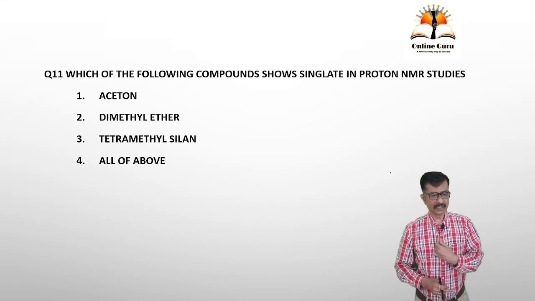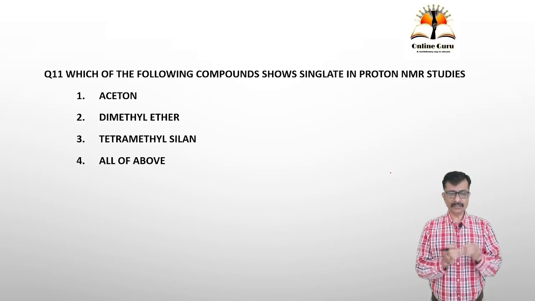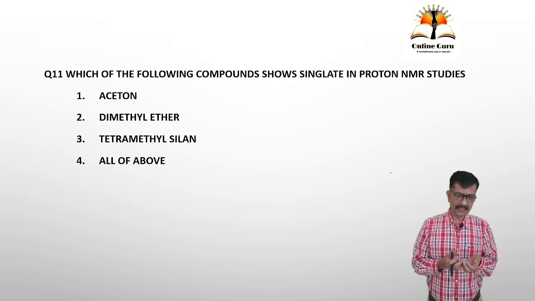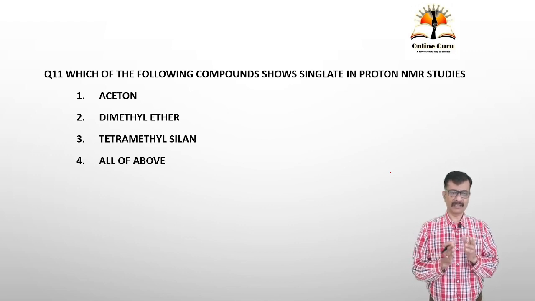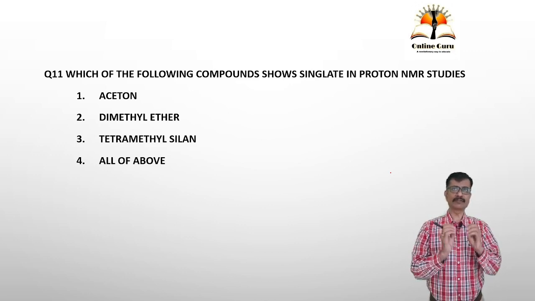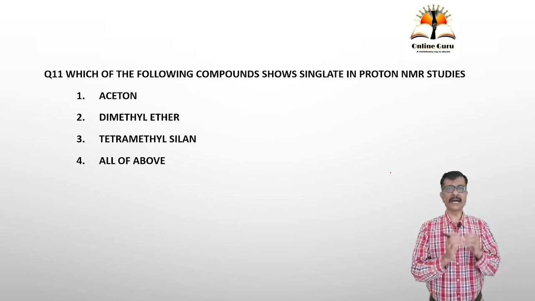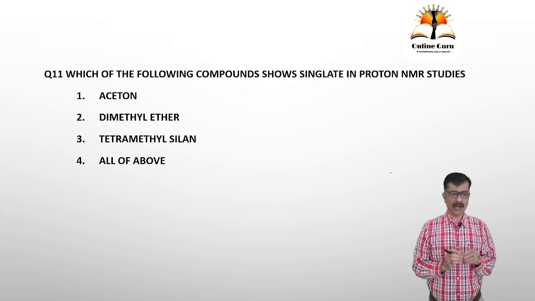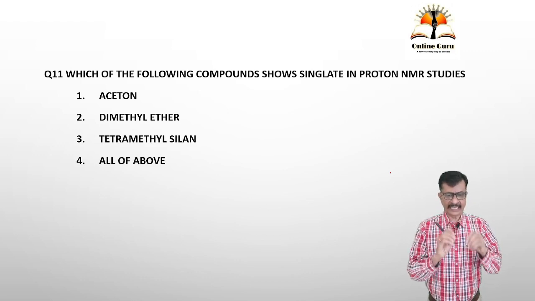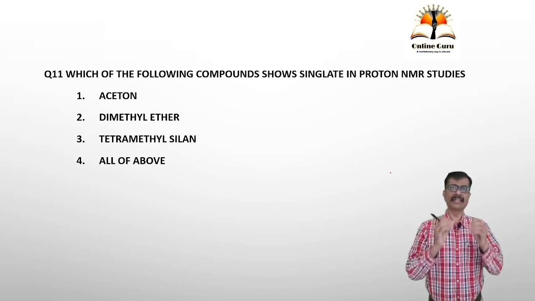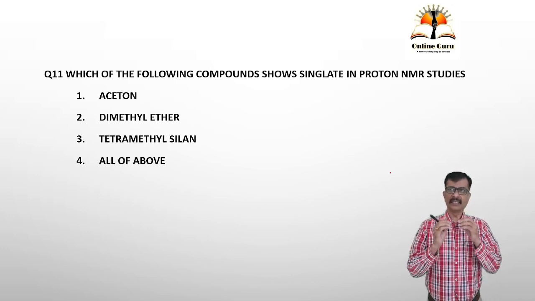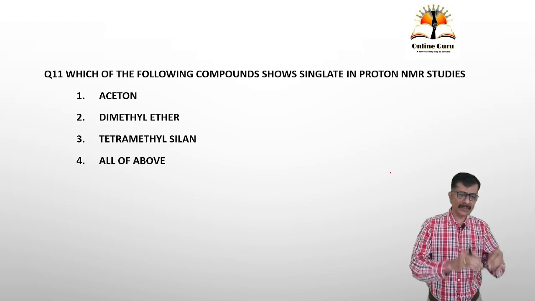Moving to the next one. Which of the following compounds shows a singlet in proton NMR studies? Now when we think of the proton NMR of any molecule, it is associated with absorption by a proton in the molecule, and the singlet or signal will depend upon the chemical environment of a proton and the number of protons on the neighboring carbon.